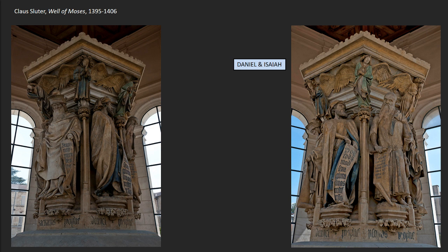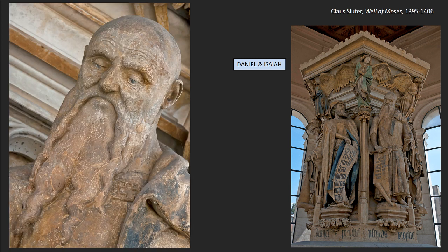And I wanted to end with this one and just look at Isaiah, who's one of my favorites in the group, because I love the way that the two of them are looking around the corner at each other, right? As we talk about this interest in realism, they've become alive, right? They're not stuck up against the wall. They're not confined by the architecture of the well. They are looking at each other, right? They're conversing with each other. Who's that over there, right?